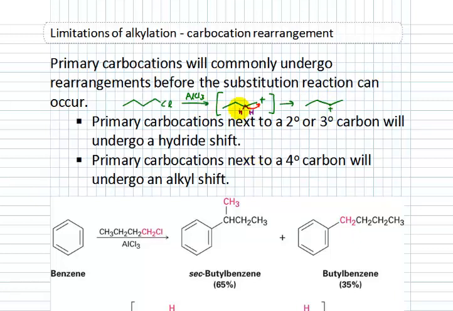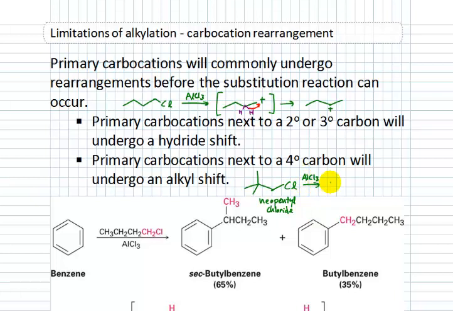So that's a primary carbocation next to a secondary. If that were tertiary, that would be even more reliable, if I had a methyl group there, for instance. If I have a primary carbocation next to a quaternary carbon, then we'll have an alkyl shift. So here is a t-butyl group with a CH2 and a Cl. It's called neopentyl. So there's neopentyl chloride. It's 5 carbons with 3 methyl groups on the end. So 3 methyl groups, a quaternary carbon, a CH2, and a Cl.